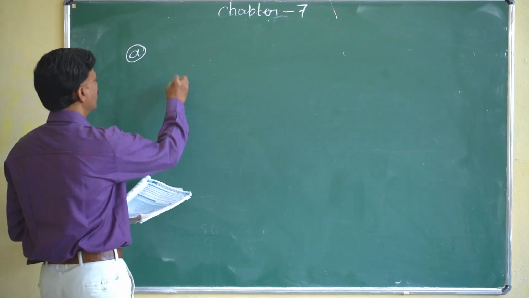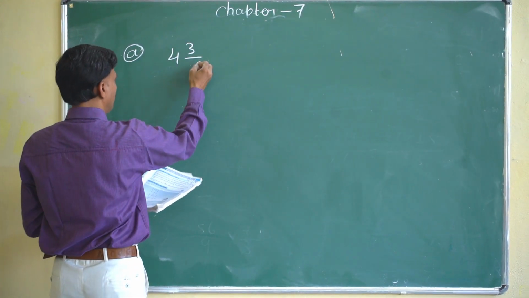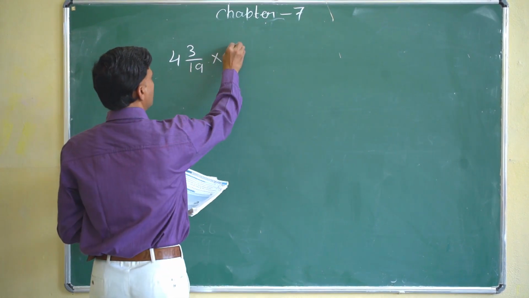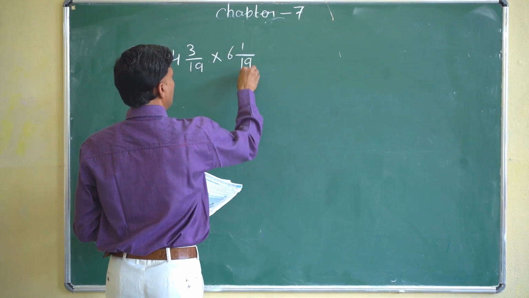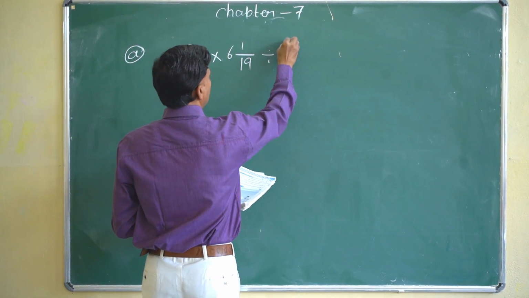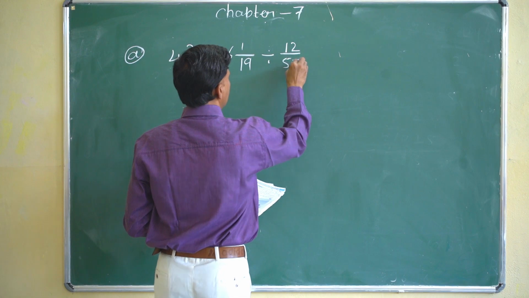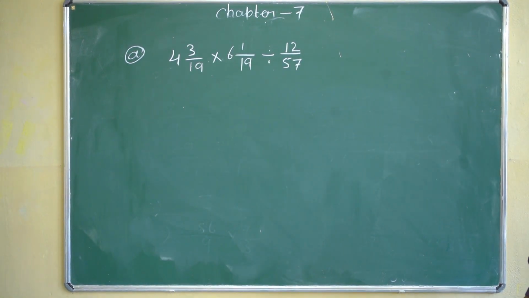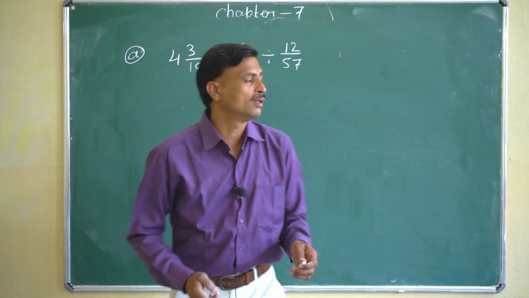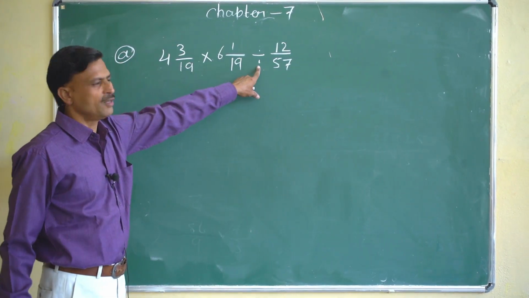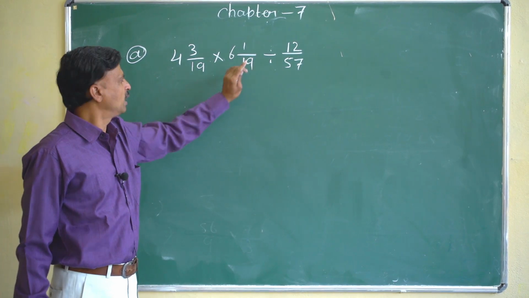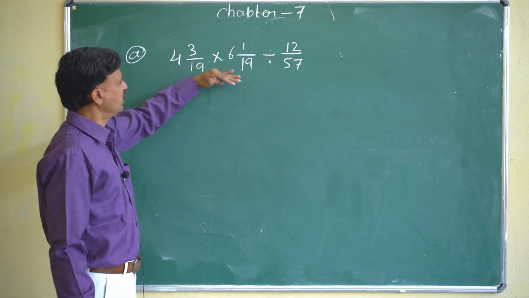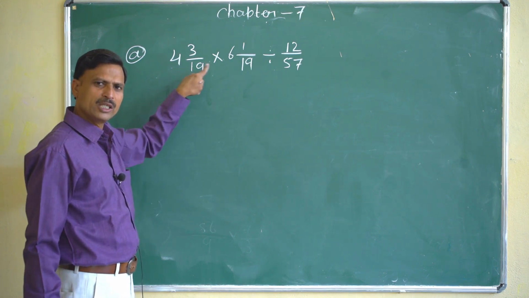First question, that is 4 whole number 3 upon 19 multiplied by 6 whole number 1 upon 19 and divided by 12 upon 57. So you will see there are three numbers, and these three numbers are combined with multiplication and division both here, right? Now multiplication is also and division is also, right? So as you know, what we'll do first, we'll convert these numbers from mixed into improper.